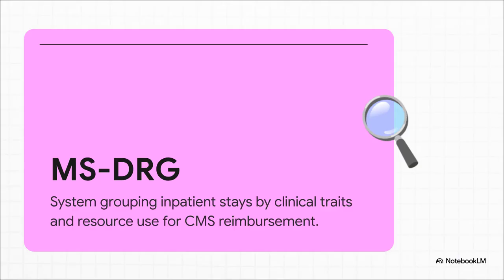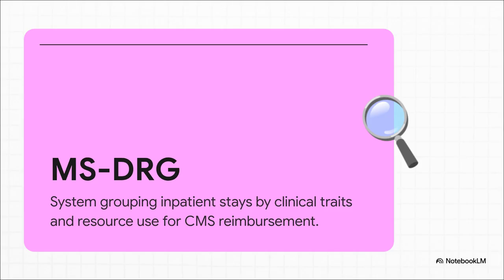So what exactly is an MSDRG? Well, it's a statistical system used by CMS to classify inpatient stays. Think of it as a giant sorting mechanism. The core formula here is pretty straightforward. Clinical similarity plus resource similarity equals one payment group. Basically, every patient placed in a specific DRG is expected to have a fairly similar clinical profile and consume roughly the same amount of hospital resources.